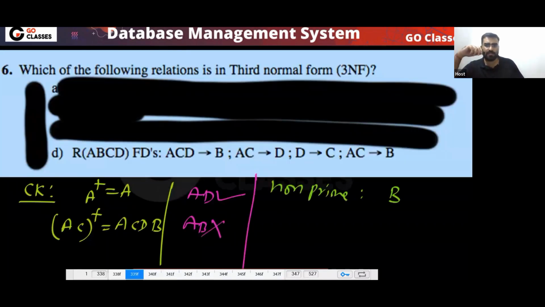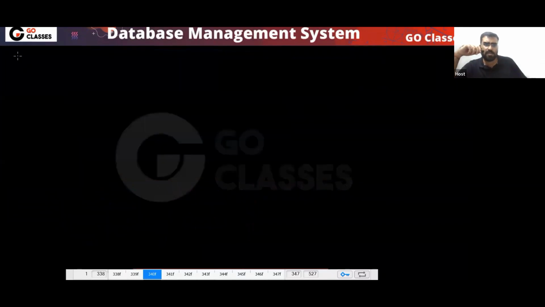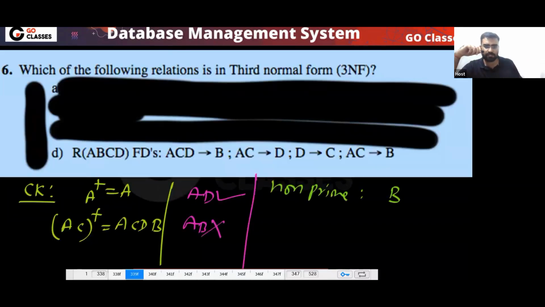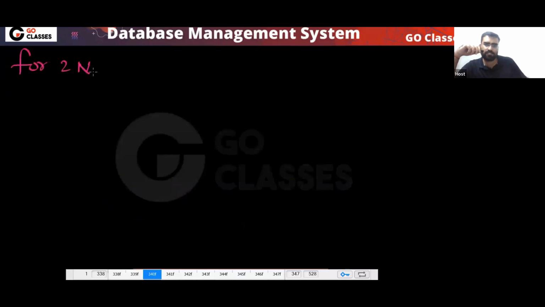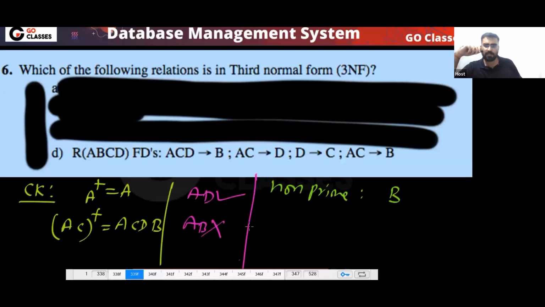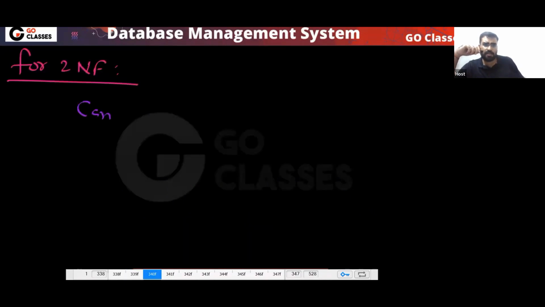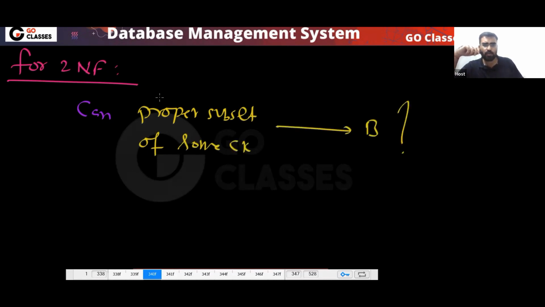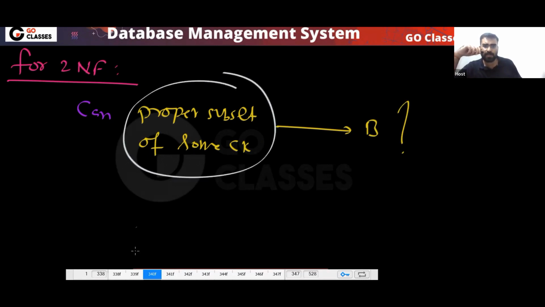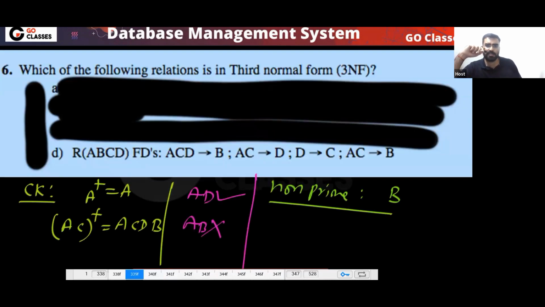What about 2NF? Let's check for 2NF. This is your non-prime attribute. Can a proper subset of some candidate key determine B? How many proper subsets of candidate key are there? There are three.